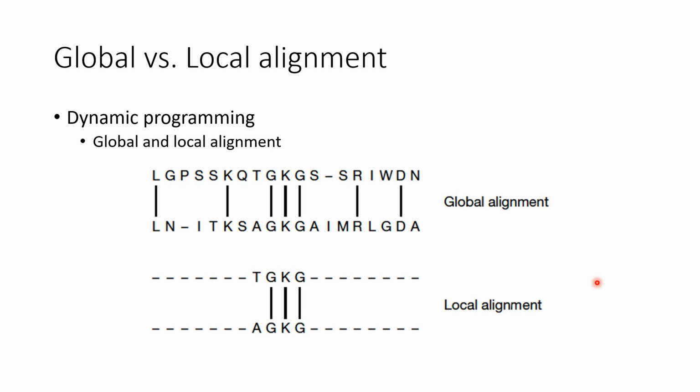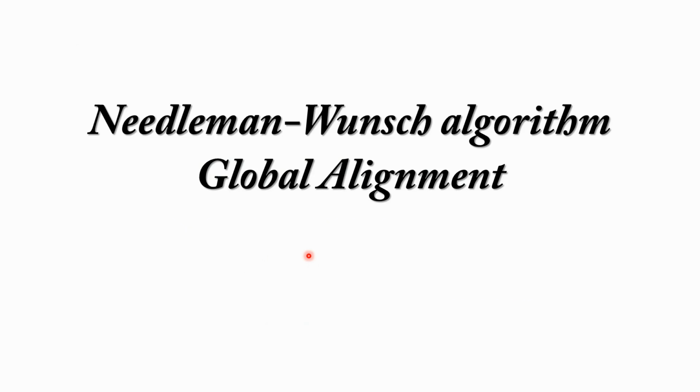In global alignment, we align sequences end to end, and in local alignment, we align only sequences with high similarity. Global alignment is also known as the Needleman-Wunsch algorithm, and it is an alignment algorithm used in bioinformatics to align protein or nucleotide sequences. It was one of the first applications of dynamic programming to compare biological sequences. The algorithm was developed by Saul B. Needleman and Christian D. Wunsch, and it was published in 1970.